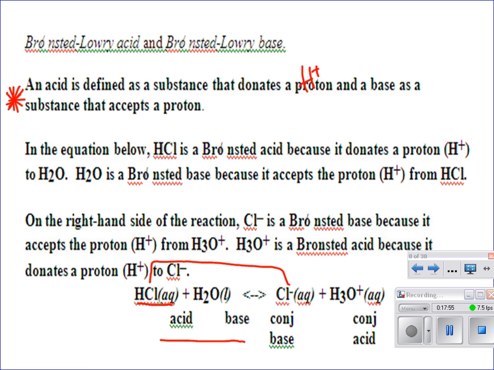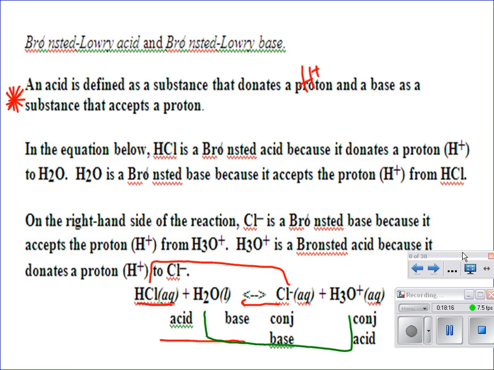Why is Cl minus a base? Well, if you look at it going in the other direction, what does Cl do to get to HCl? It accepts a proton, and that's the definition of a base. So it's acid, conjugate base, and my other pair, base, conjugate acid. Okay?